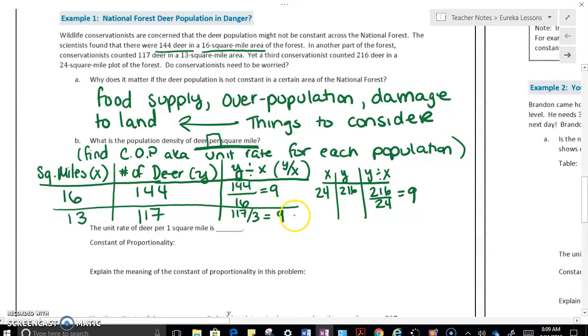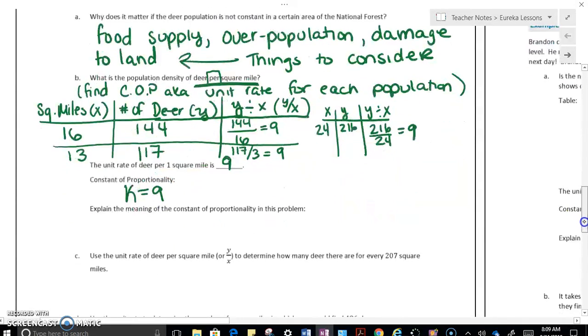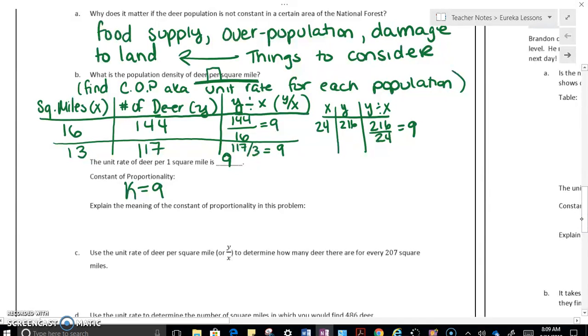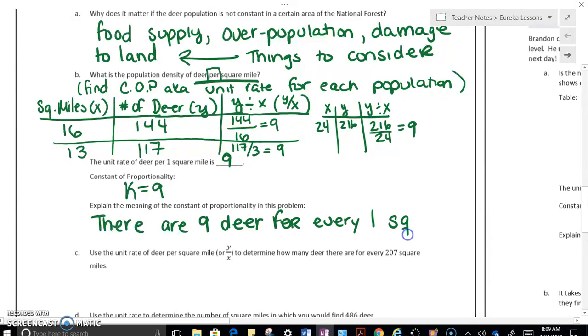As you can see, they were all the same. So the unit rate of deer per 1 square mile is 9. That makes our constant of proportionality also K equals 9. Now, what does the constant of proportionality mean in this problem? In other words, what does it mean particularly to this problem? Well, just take your unit rate and plug it in. There are 9 deer for every 1 square mile. Pretty much describe the unit rate.